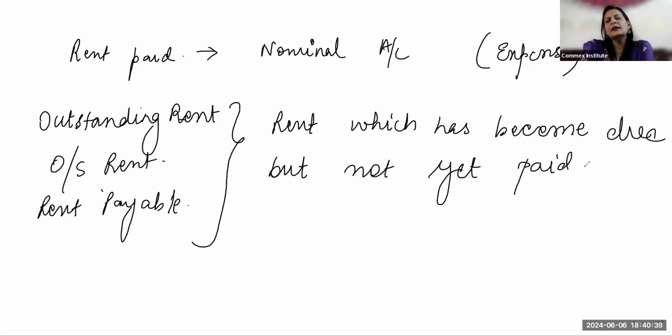ठीक है, आउटस्टैंडिंग रेंट का क्या मतलब है? जो रेंट मुझे अभी पे कर देनी चाहिए थी, but I have not been able to pay. I didn't have cash. So my landlord is coming every day and asking for this rent, and I'm requesting, please give me some more time. Okay. So for the month of say March, I have used the premises and I don't have money. I haven't paid the rent of March.